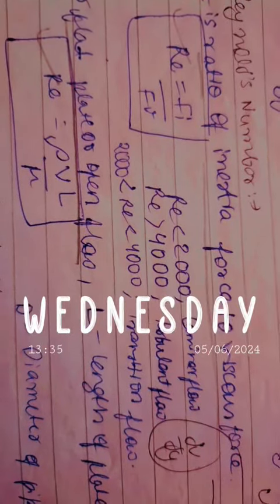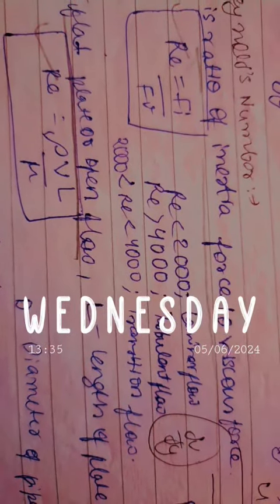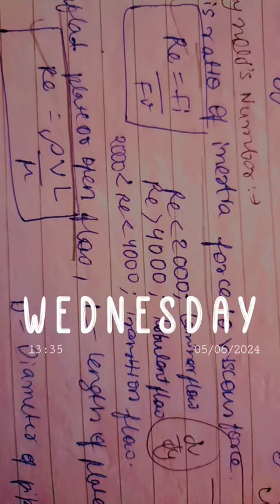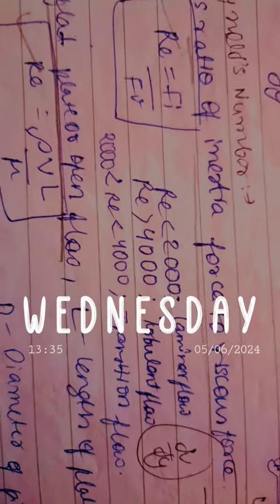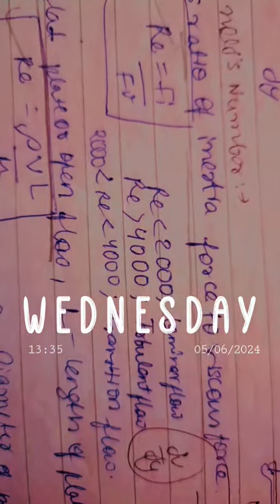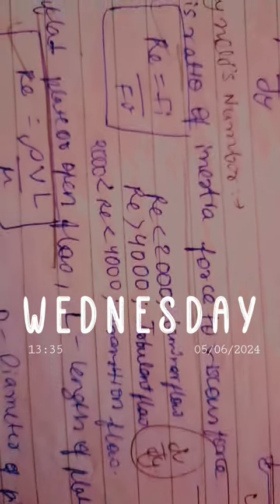And when Reynolds number is less than 2000, the flow is known as laminar flow. And when Reynolds number is greater than 4000, it is known as turbulent flow. And when it is between 2000 and 4000, it is known as transition flow.